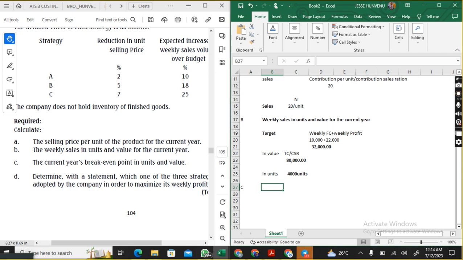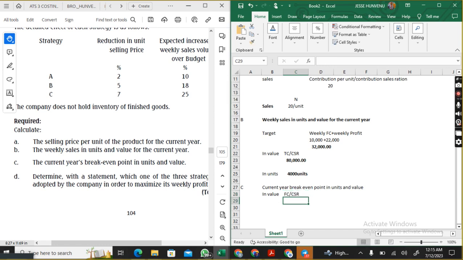Now, the sales. It says the current year break-even point in units and in value. So let's do in value now. So in value is what? Fixed cost divided by CSR.